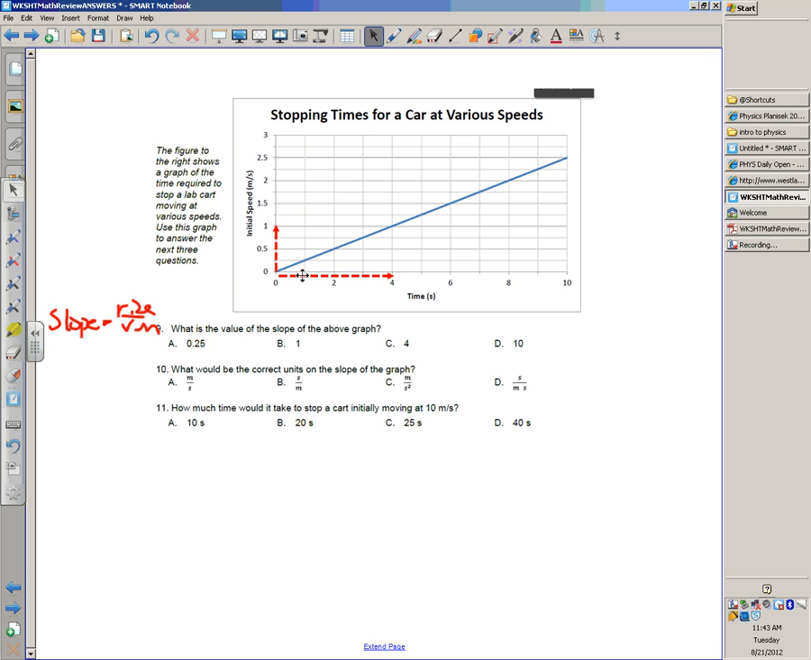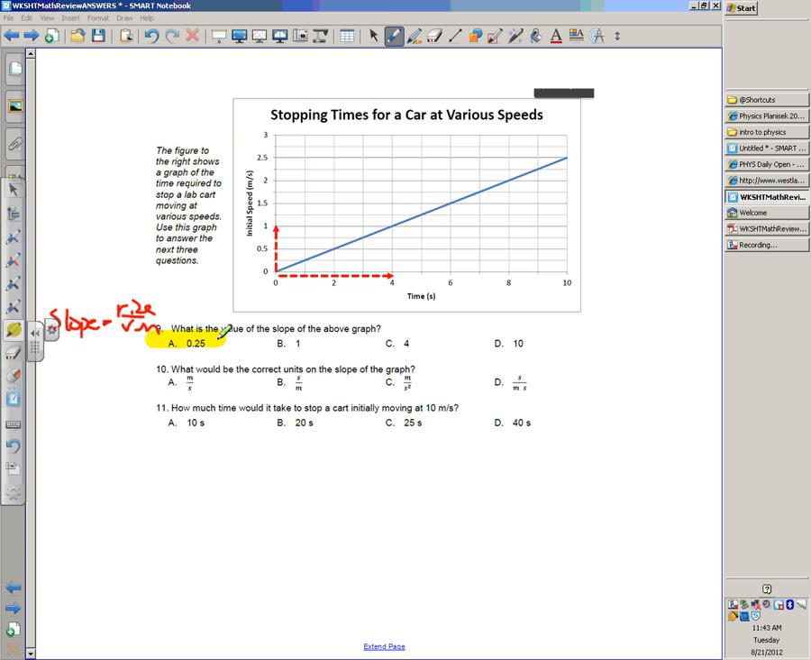So if we go up 1 and over 4, that means the value of that slope is equal to what? 0.25. It's rise of 1 over run of 4. Okay? Everybody get that?